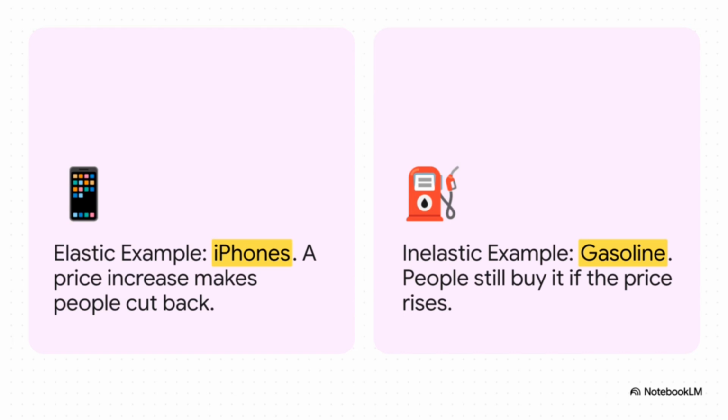Let's make this super clear. Think about iPhones. If the price goes way up, you've got choices, right? You can buy a different phone or just wait. Your demand is elastic. But gasoline? You got to get to where you're going, so even if the price hurts, you pay it. Your demand is inelastic. It's that classic difference between a want and a need.